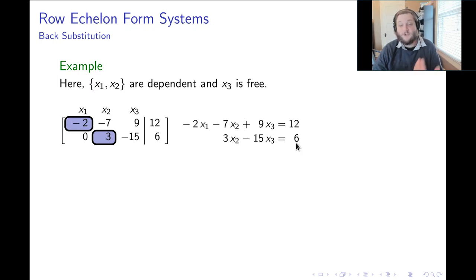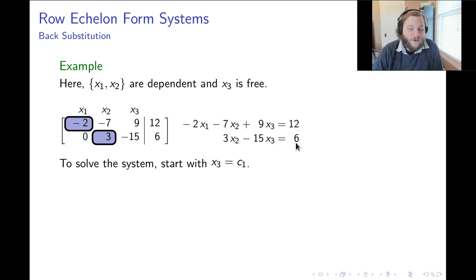So those are our two equations. The procedure we use in reduced row echelon form says to start with the free variables and set them equal to new variables. The first free variable is x3. We're going to start by setting x3 equal to c1. So let's do that here. Let's replace our x3s with c1s.